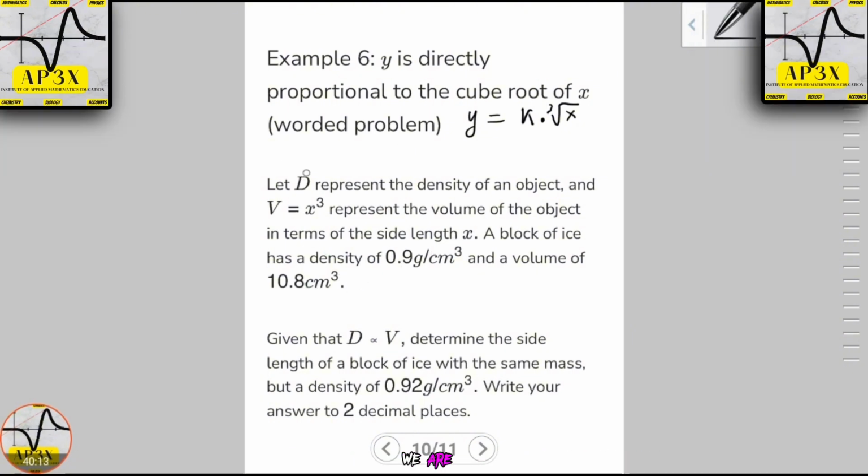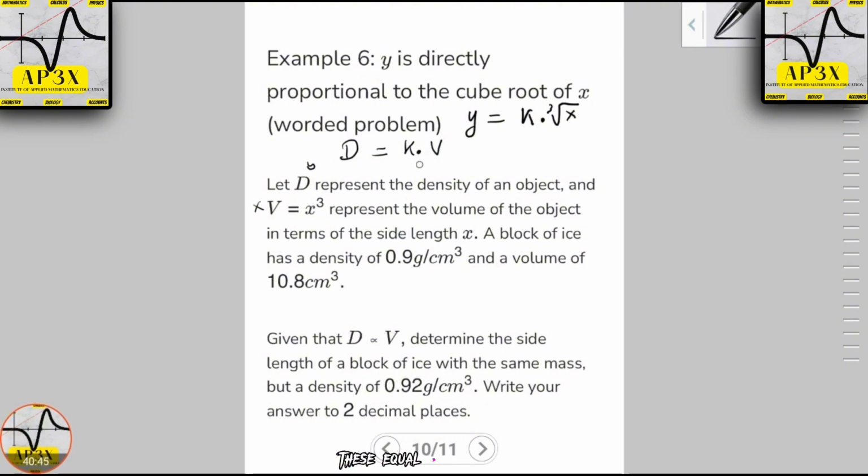So we are using D and V, so it should safely say then that the density would represent y and the volume would represent x. So we're looking at direct variation, so that's D is equal to K multiplied by V. Now V is tricky because V is x cubed, but I think it's in terms of the side length, so we're going to be just using V for now.